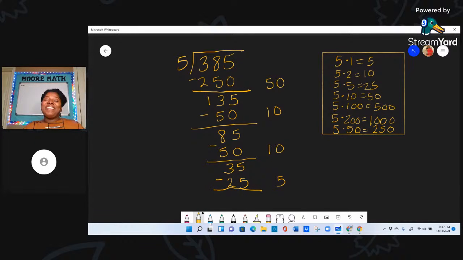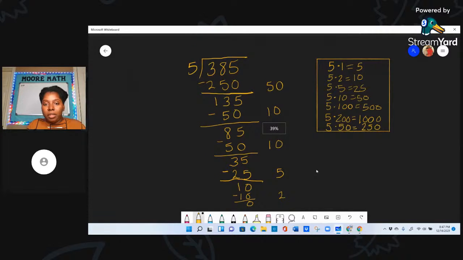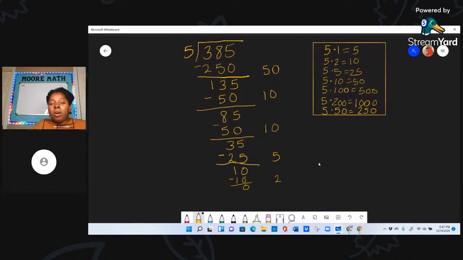Okay, so 5 times 5 is 25, and 5 minus 5 is 0. And 3 minus 2. 1. All right, bring us home. 5 times 2. Good. And it goes in evenly. Nice. So we have 50, 10, 10, 5, and 2. Let's add them all together.